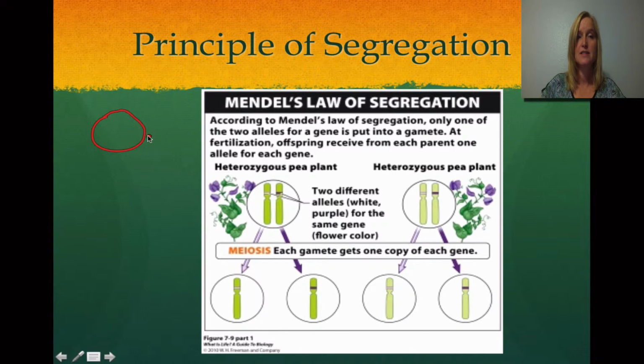So that cell might have the dominant trait, or it could just as easily have the recessive trait. Same situation when the egg cells are being formed. So when the mother is forming an egg cell through that process of meiosis, only one of the 2 alleles is going to go into that gamete. So it could be the dominant trait or it could be the recessive trait.